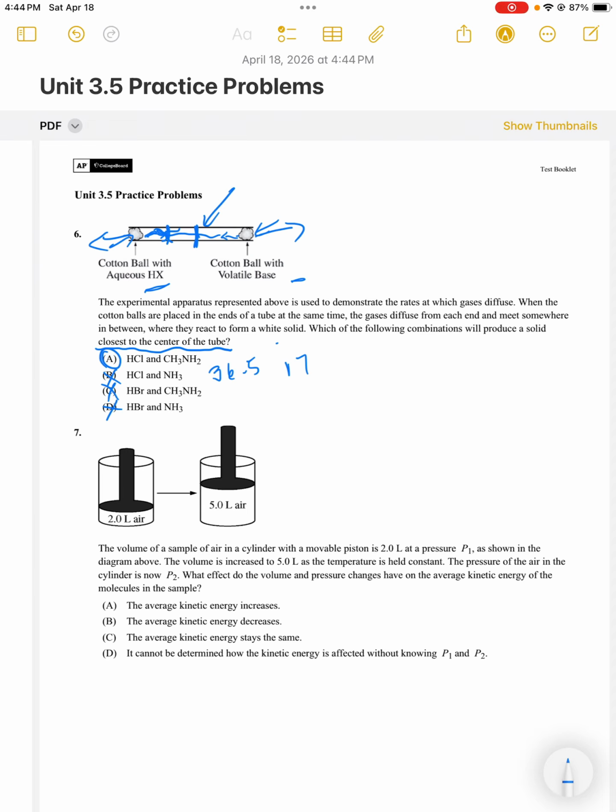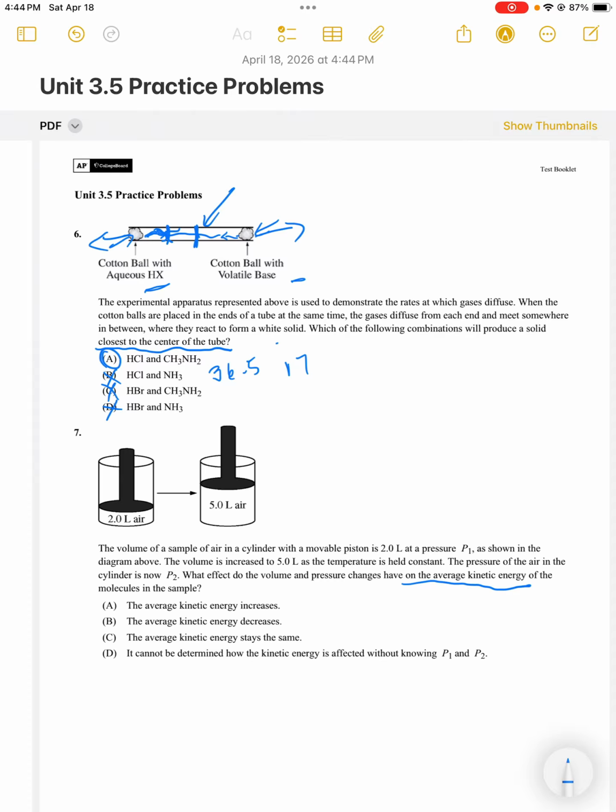Taking a look at question 7, you read through it, there's all kinds of stuff happening with volume and pressure and so on. And then the question is, what effect do the volume and pressure changes have on the average kinetic energy? So this is a trick question. What effect does anything have on average kinetic energy other than temperature? And the answer is nothing. None of these things are going to change the temperature.